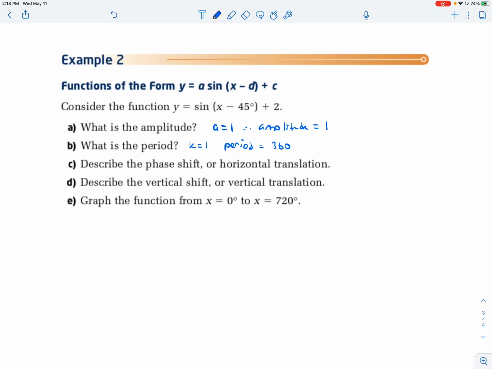If you remember, I also gave you the formula in the last video. Period equals 360 over K. Well, if K is 1, then we just get 360 for the period.